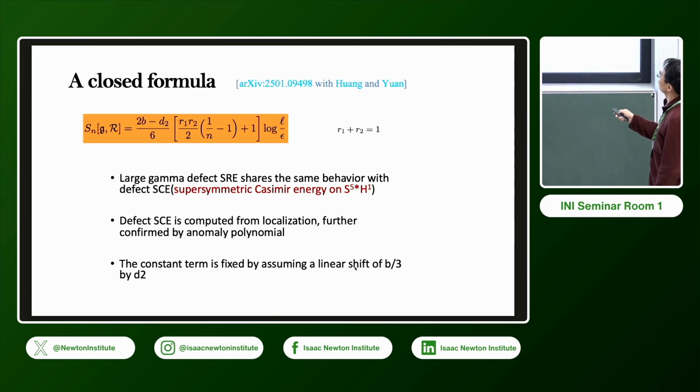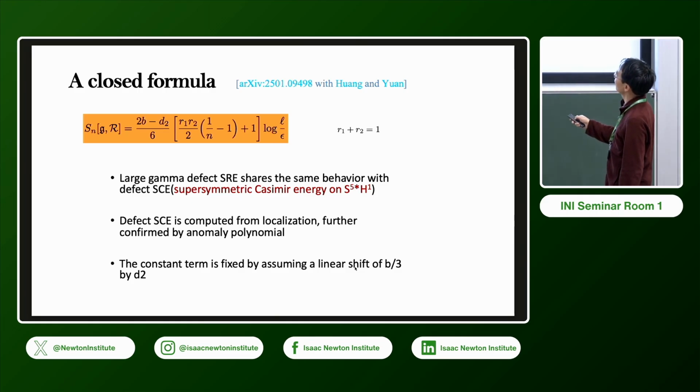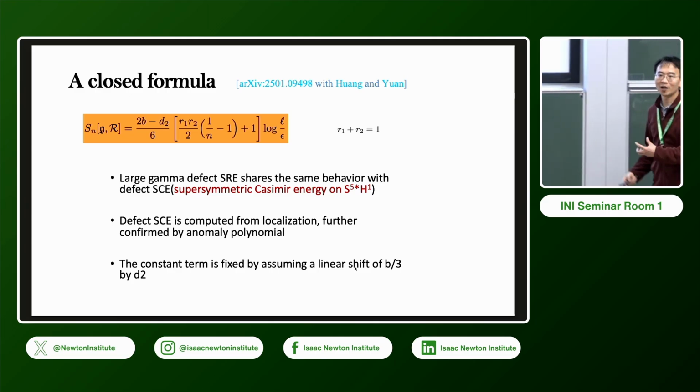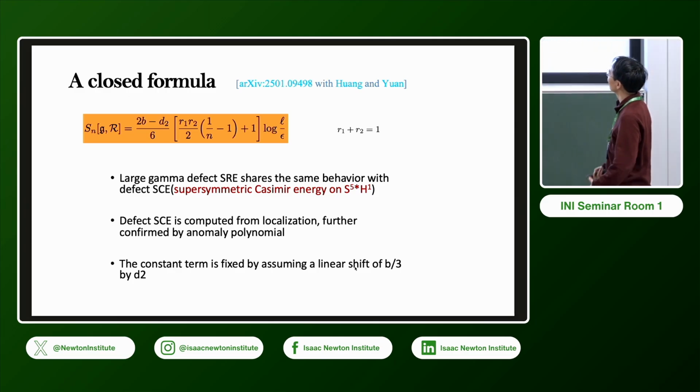The formula says that the defect contribution to the entropy is controlled by 2b minus d2 as the overall factor. And the other structure, very similar to the previous large n result, is a linear function of gamma, where gamma is 1 over n, and there is R1, R2. The anomaly dependence is controlled by 2b minus d2. So where do we get this? How do we know this is correct?